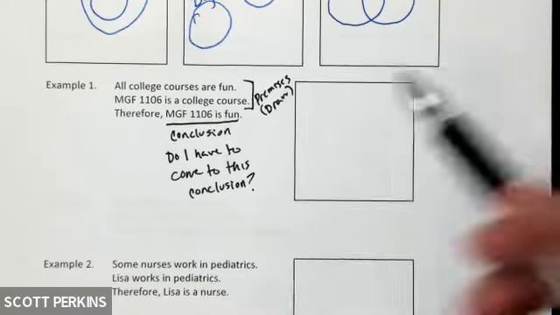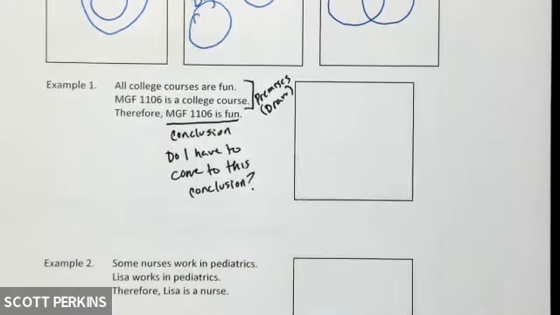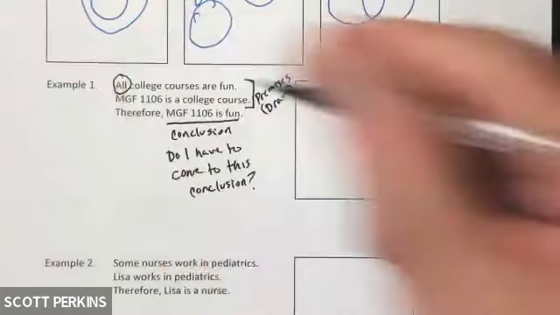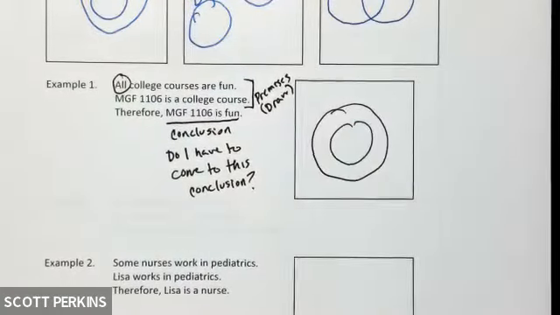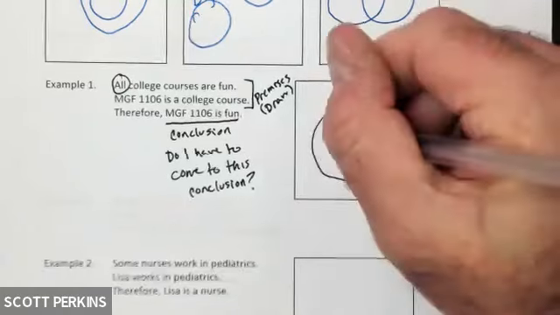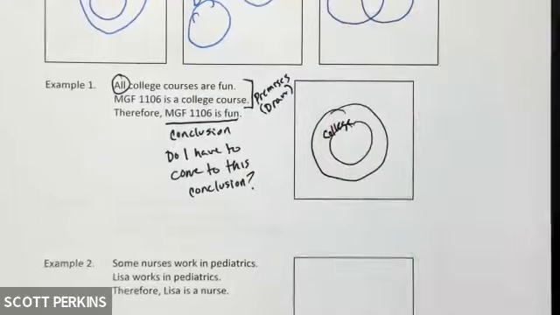Okay, so let's see. All college courses are fun. I need two circles. It's an all statement, right? So an all statement means I have one circle inside of another circle, just like that. So which one's going to be the one that's inside? Perfect. I'm just going to abbreviate. Just use the word college.